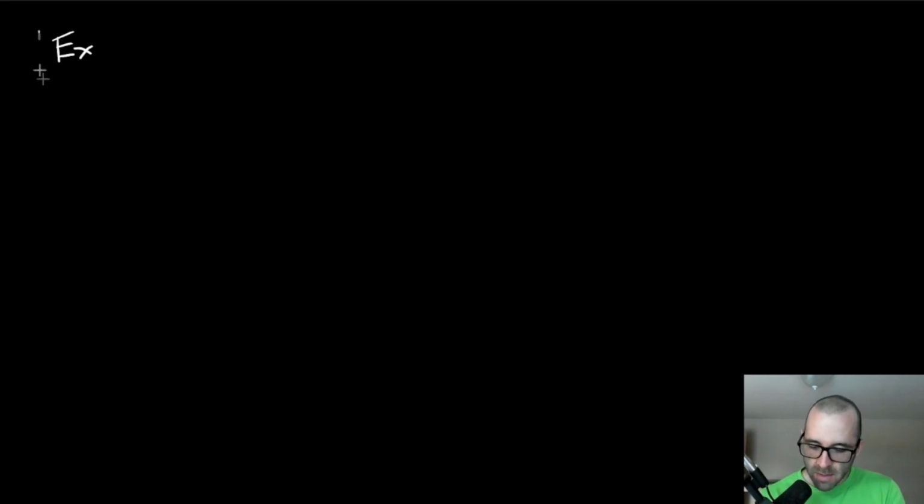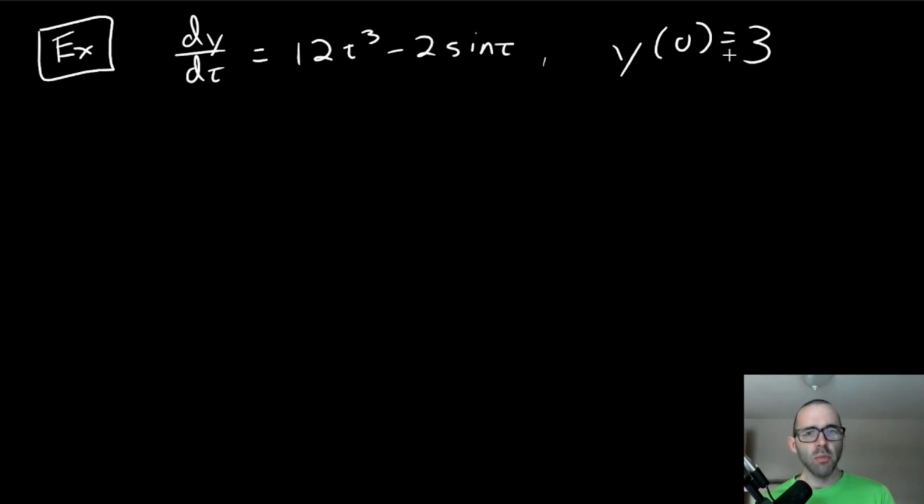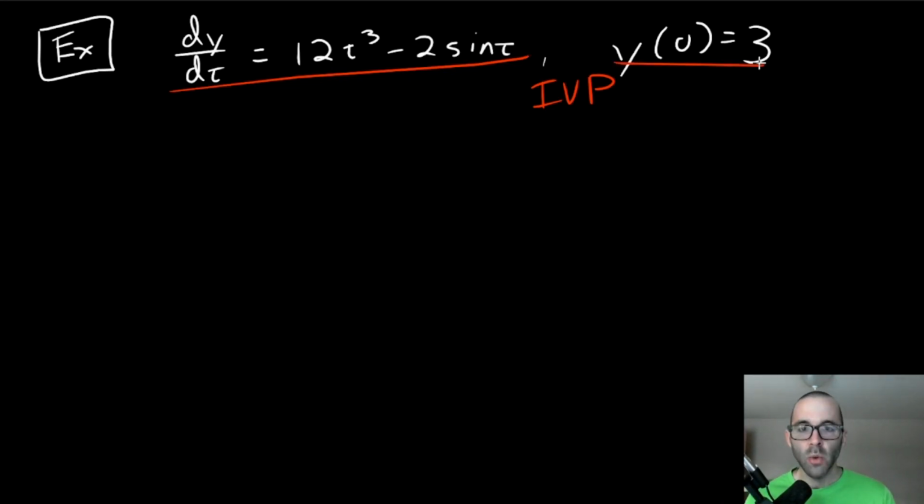And do one more example, again, of something that you have probably seen before. The derivative of y, let's say with respect to t, is equal to 12t cubed minus 2 sine of t. And I'm going to tell you that y of 0 equals 3. So what kind of problem did I call this? We called this an initial value problem because it's a differential equation, a first order ordinary differential equation with an initial condition. It's an initial value problem, an IVP.